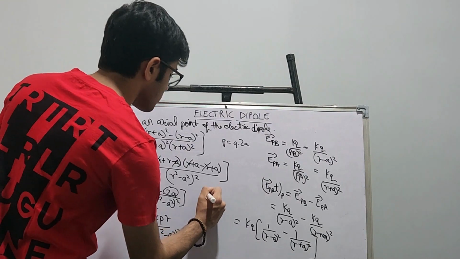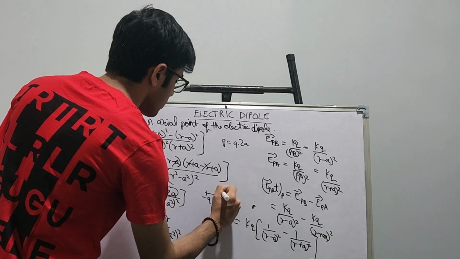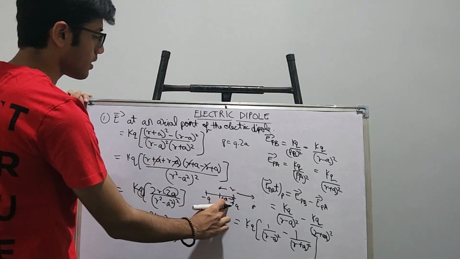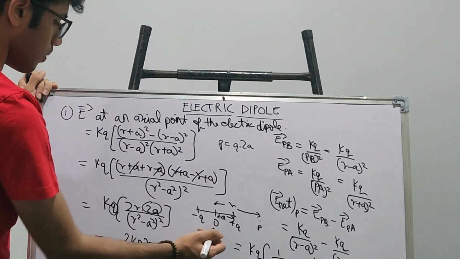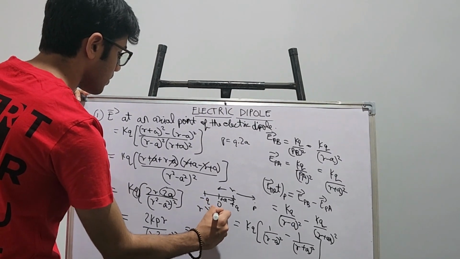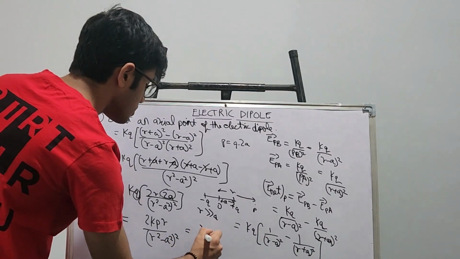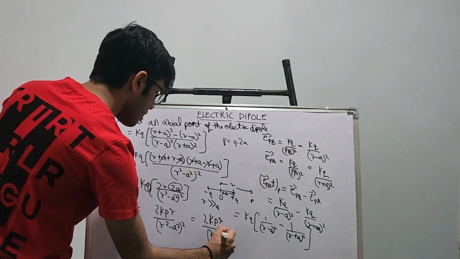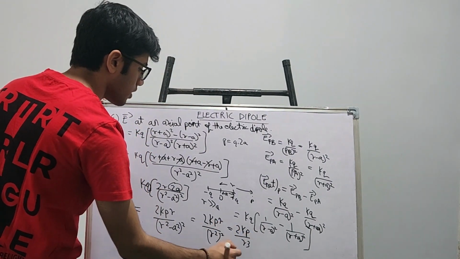So this was the dipole, this was the point P, this was the distance r, and this was a. Now what if r is much greater than a? That means point P is at a very far distance from the point O. In that case, if r is much greater than a, we can just leave a out of the equation because it will not make much difference to the value. So this would be 2kpr upon (r squared) whole squared, and this is just 2kp upon r cubed.